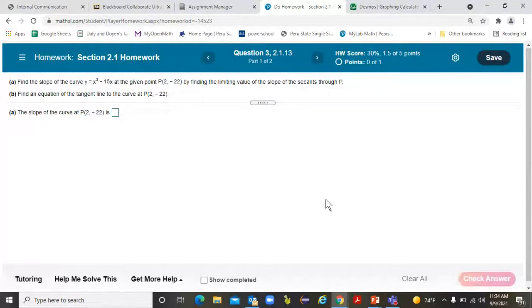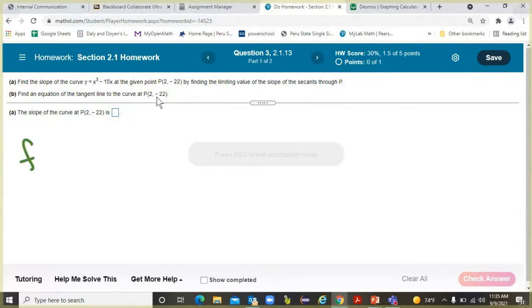So let's look at the next question. All right, so find the slope of this curve at this point and find the equation. So this is the same question. Do notice this one's closer to what we had in class in that it has this extra x here. So just be very careful. I'm just going to kind of write down what the x plus h would look like real quick.